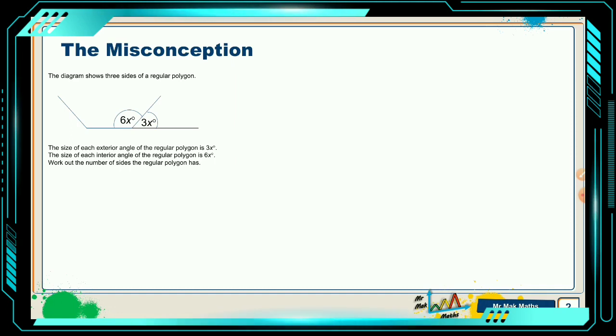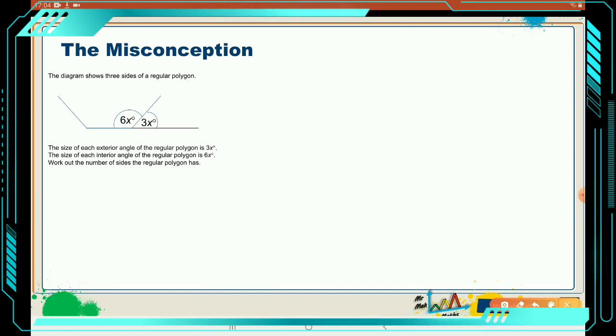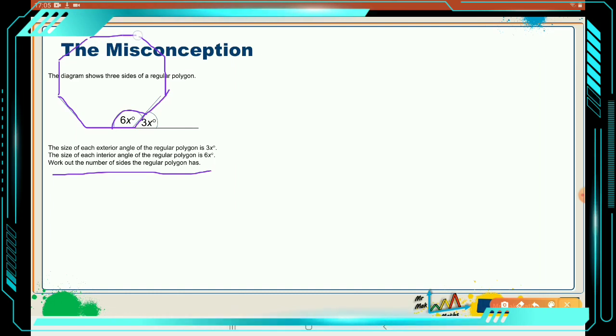Okay, so let's look at the misconception. The common misconception that occurs with questions like this is that it's asking to work out the number of sides of the regular polygon. What's really tempting is to look at this and say, okay, this is the polygon we're looking at, because that's the interior angle there. You just want to draw the shape like this and then try to figure out, without doing any calculations, how many sides it might have. Now, you might think that that's the answer, and it's quite straightforward.